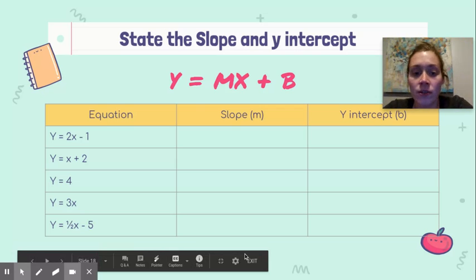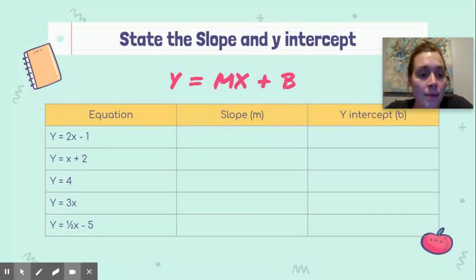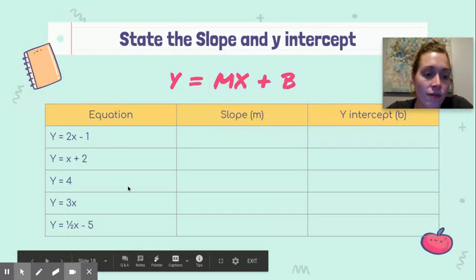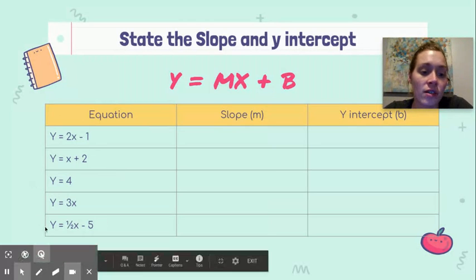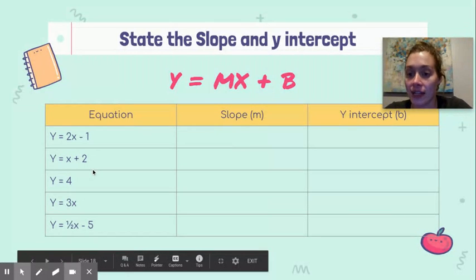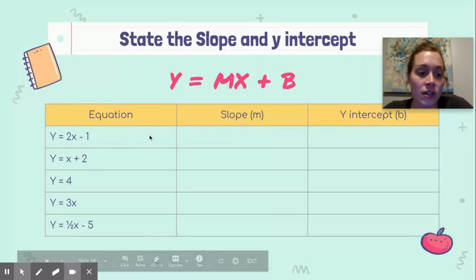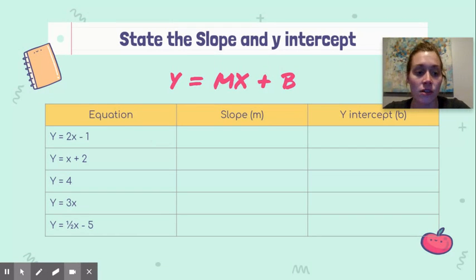Okay, so in your notes, you see that I've given you a table that looks just like this. And in the first column, we have several equations. All of those are equations written in y equals mx plus b. So each of these equations represent the graph of a line. What we want to do is just practice identifying the slope and the y-intercept in each of these equations. So the slope, the m, is always this number here in front of x. So we look for what number is in front of x.